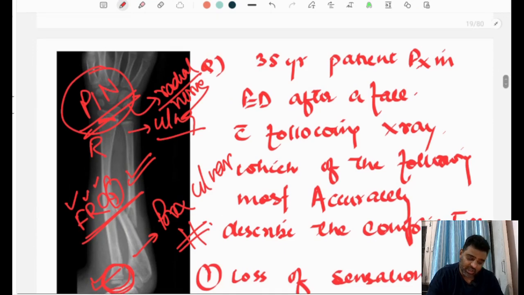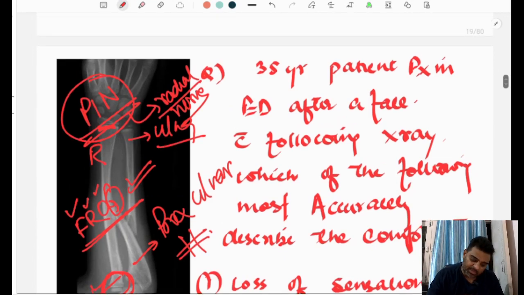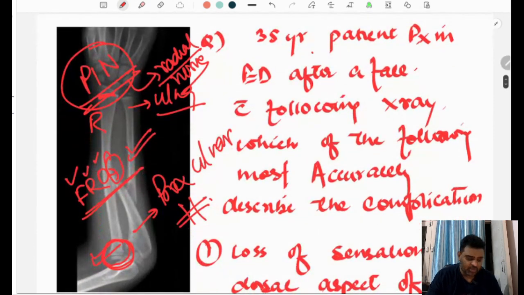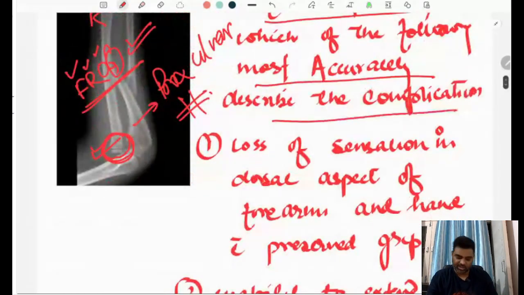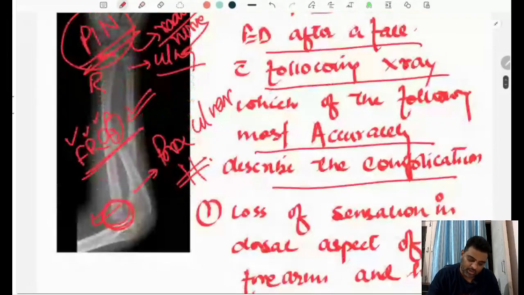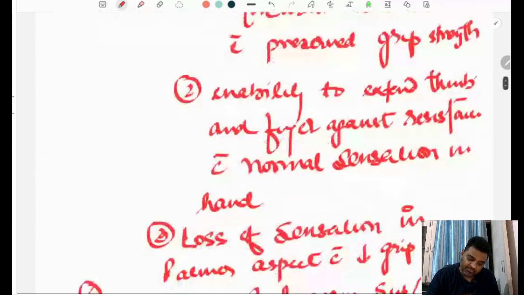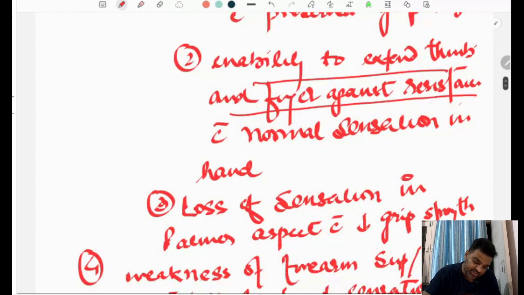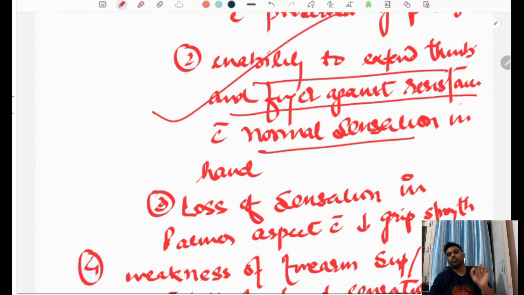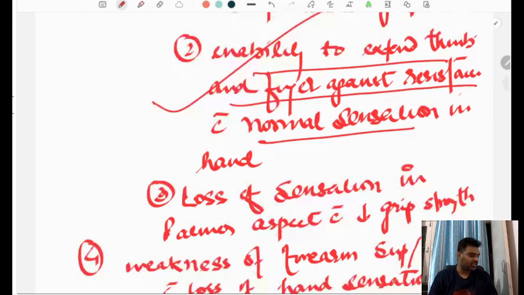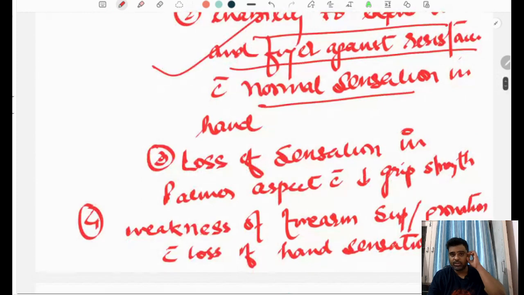Now, you see a 35-year-old patient in the emergency after a fall, following X-ray, which of the following is most accurately described? So you know that this is a Monteggia fracture. Loss of sensation in the dorsal? No, sensation cannot be lost because we know it is the PIN. Inability to extend thumb and finger against resistance with normal sensation? Yes, this is the answer. So this is a 3-step question.